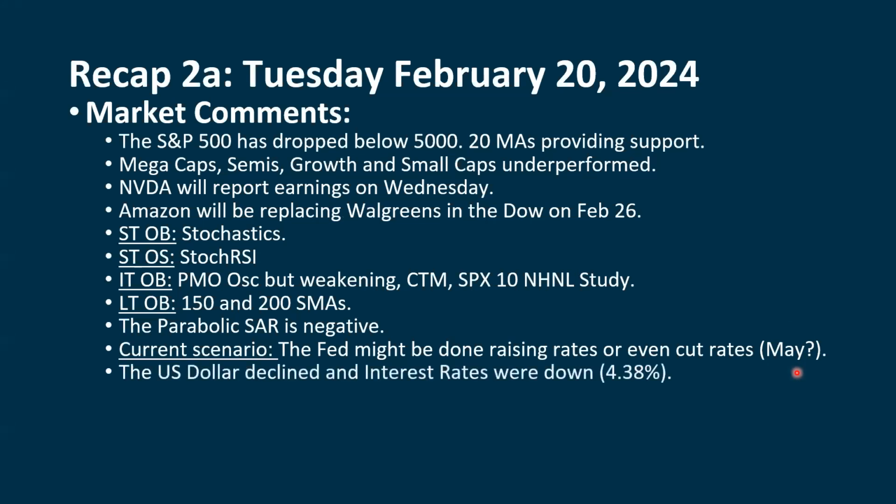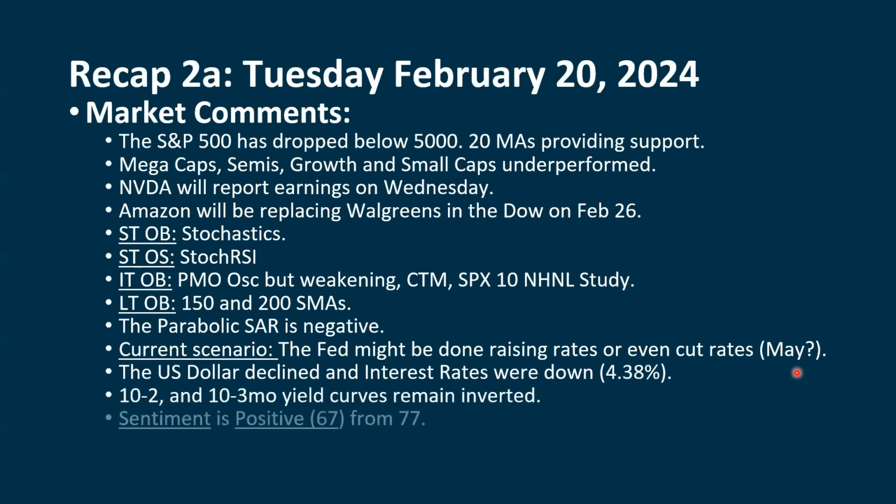The dollar was down and interest rates were down, which may have helped keep stocks together near the end of the day, especially. Usually when the dollar's going up, that can pressure stocks, and interest rates have really been going up too, and that will often pressure stocks. We did come down to 4.38% with the 10-year yield, so that dropped a couple of basis points there. We still have the yield curves that we follow that are inverted.